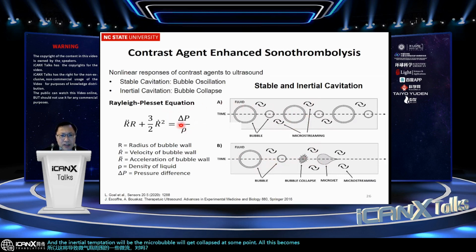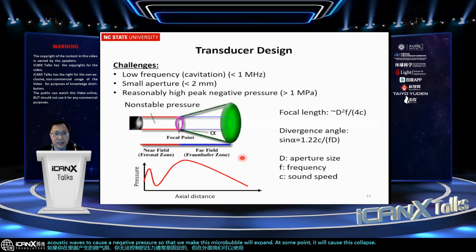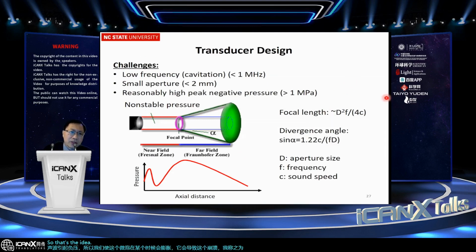All this is governed by this equation you see here, we call the Rayleigh-Plesset equation. R is the radius of the microbubble, and the pressure difference between the inside of the microbubble and the outside will determine the radius, right? Inside the microbubble, the pressure you cannot control. Usually it is fixed. But outside, we can use acoustic waves to cause a negative pressure so that the microbubble will expand. At some point, it will collapse. We call this inertial cavitation. So that's the idea. Now we know how to utilize cavitation.